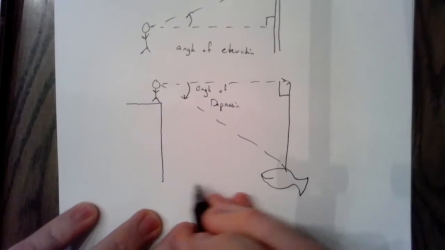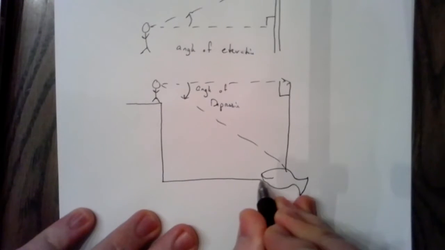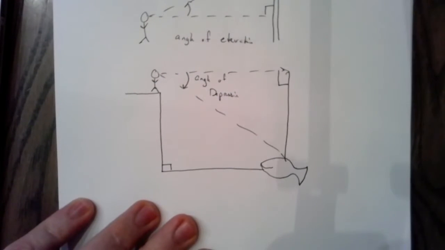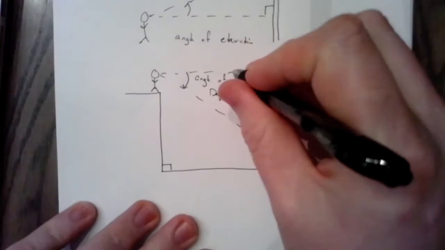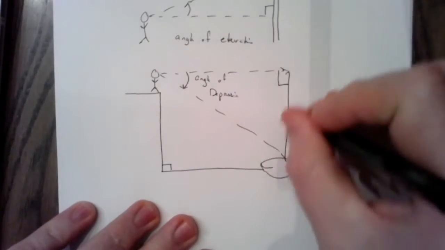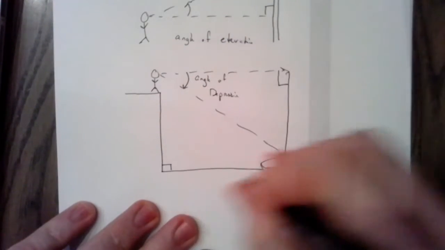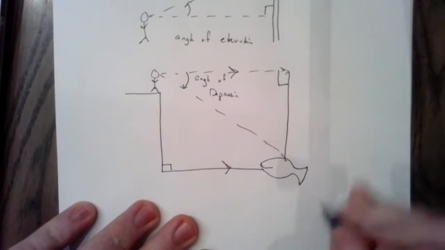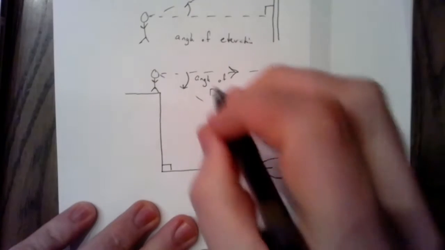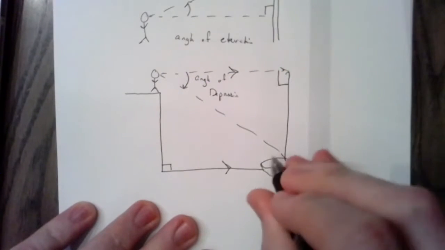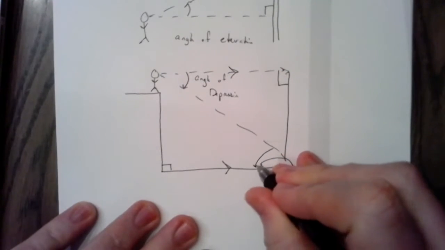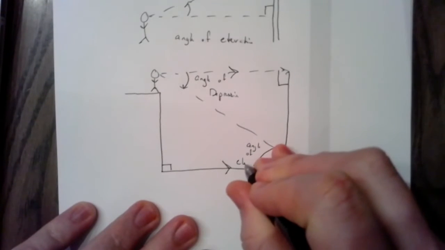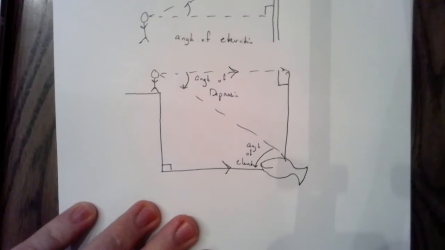But also check this out, right? I can also connect over here and have a right triangle there. Now think about this, right? That means that if both of these are perpendicular, I've kind of got like a rectangle going on here, right? And that would make these opposite sides parallel. So what that would mean is that this angle of depression is alternate interior to the fish's angle of elevation, so they would be congruent, okay?